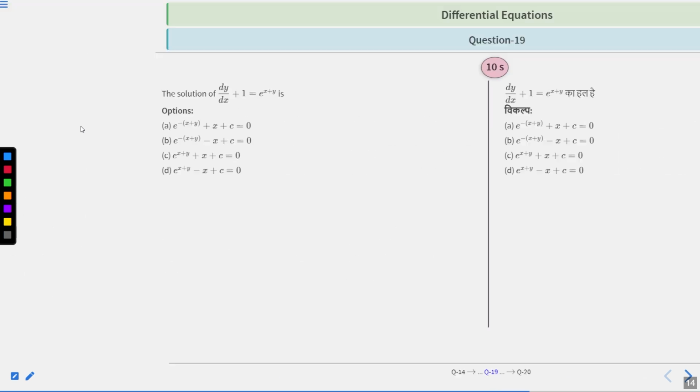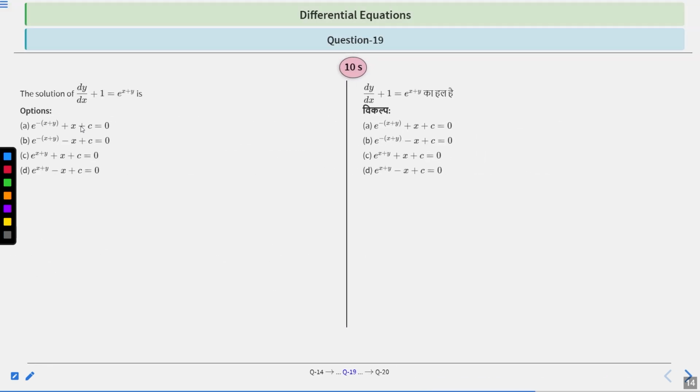Now, let's move to the next question. Question number 19, which says the solution of the differential equation dy by dx plus 1 is equal to e to the power x plus y is. We have the given differential equation and we have to find its solution. So what we can do, we can separate the variables on both sides, or we can substitute x plus y is equal to v and differentiate both the sides.